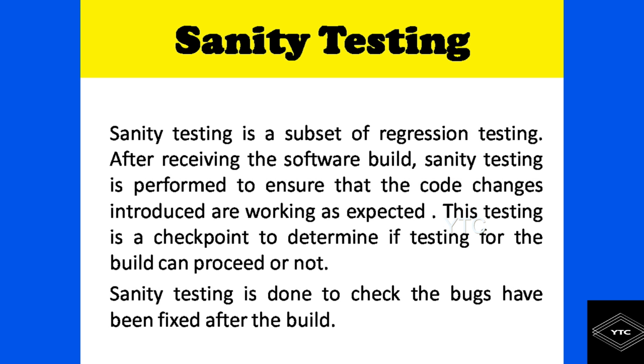Sanity testing. Sanity testing is a subset of regression testing. After receiving the software build, sanity testing is performed to ensure that the code changes introduced are working as expected. This testing is a checkpoint to determine if testing for the build can proceed or not. Sanity testing is done to check the bugs have been fixed after the build.